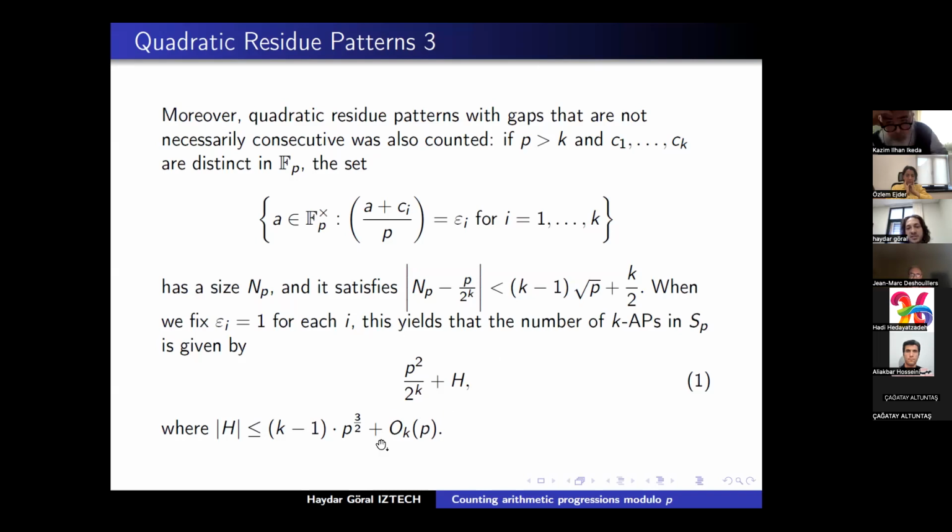Also, there is a second error term, but this is smaller compared to p to the 3/2. Okay, so this is the result coming from the literature. So we try to estimate the error term in a better way. So this is our aim, and from now on, we will concentrate on this.